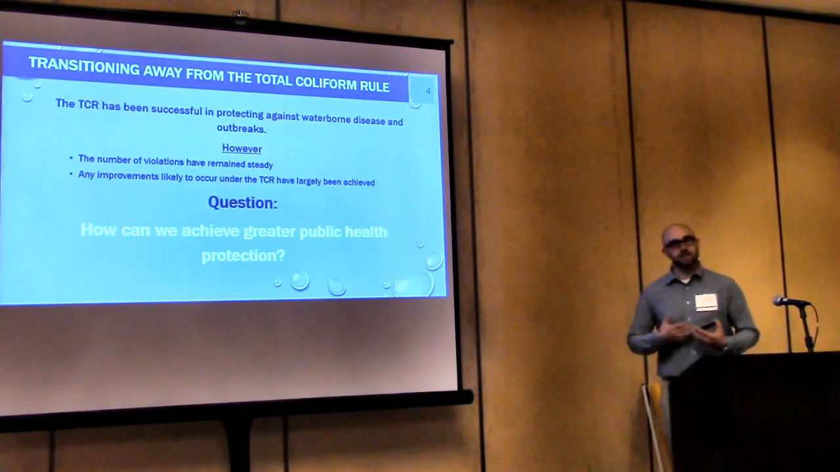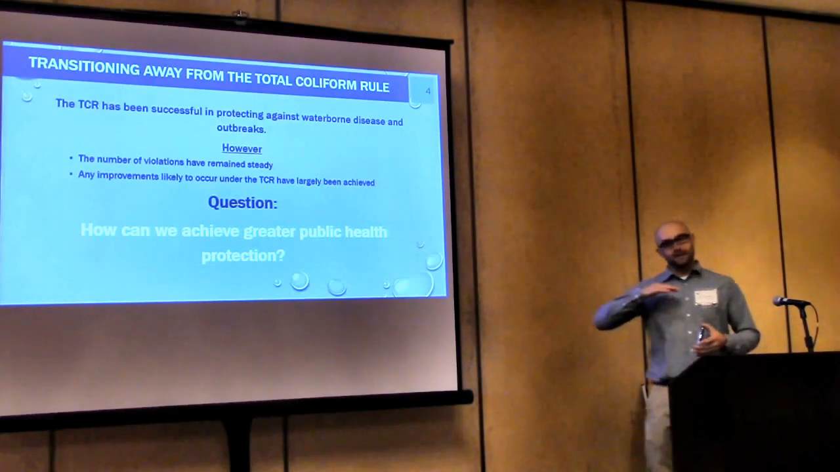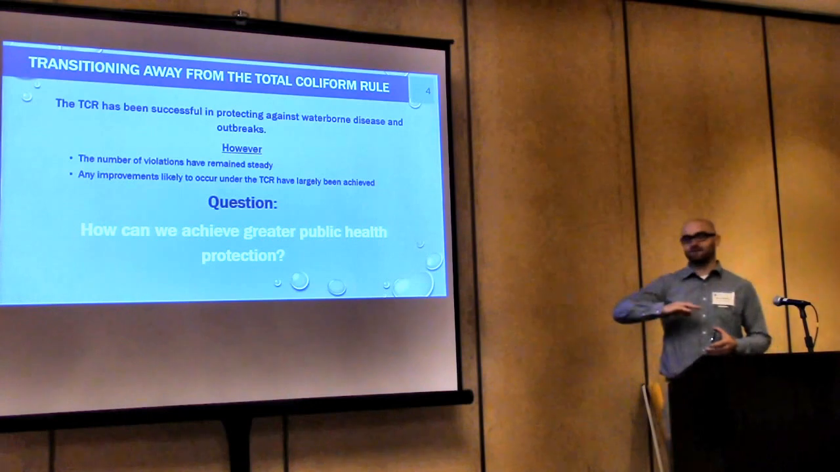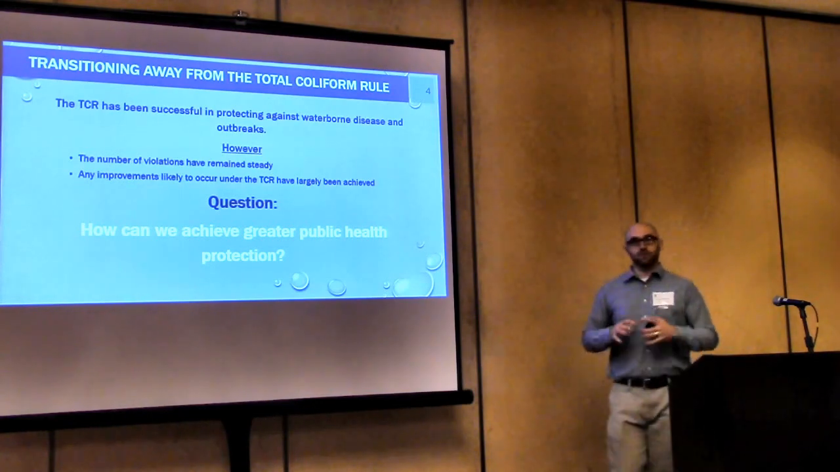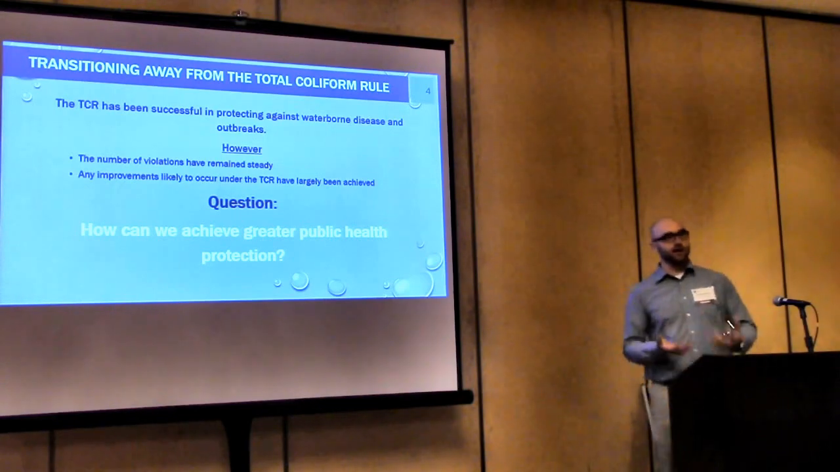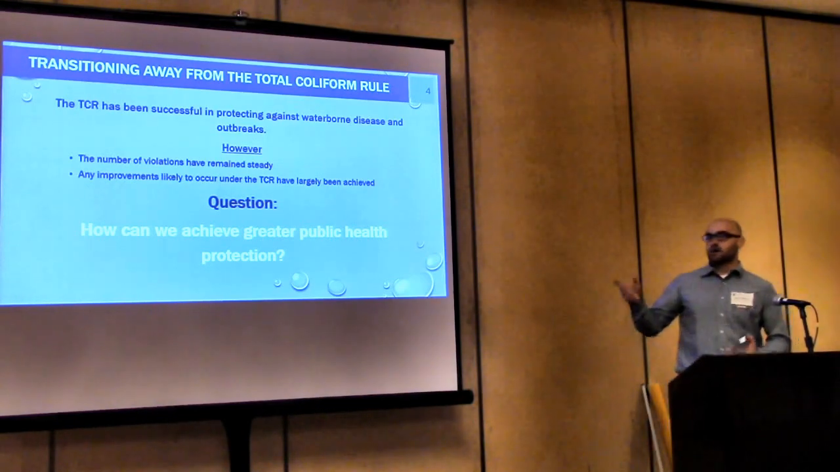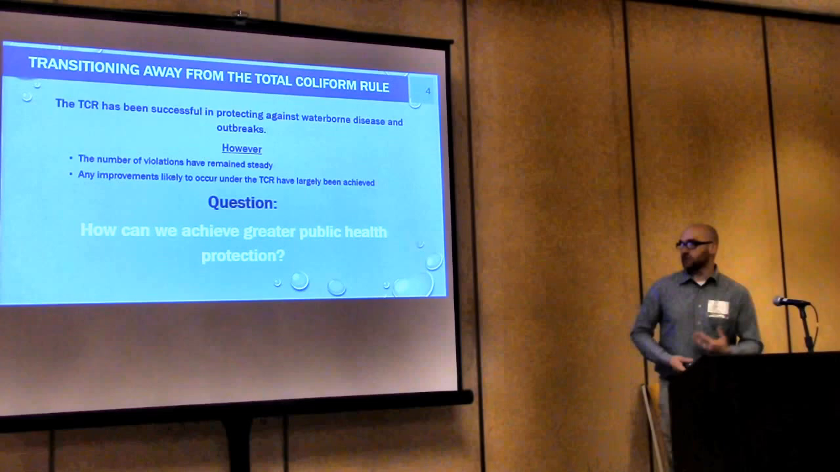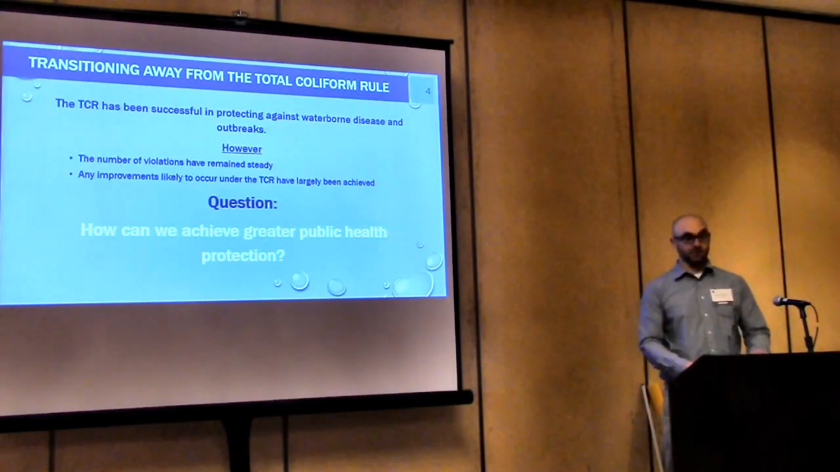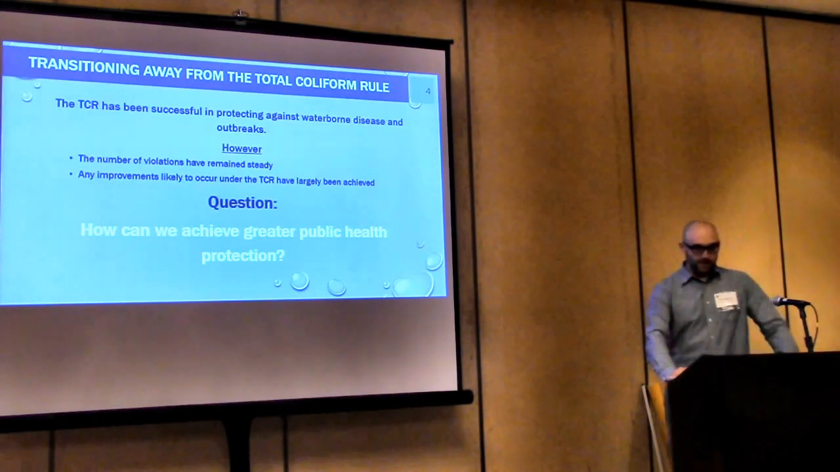So they definitely saw some improvements from the initial rule, but it had plateaued, and the violations were kind of steady. They figured that pretty much the changes that were being captured and required to meet the requirements of the TCR were likely already achieved. So because of that, they asked the question, how can we achieve greater public health protection? And the answer is through the revised total coliform rule.